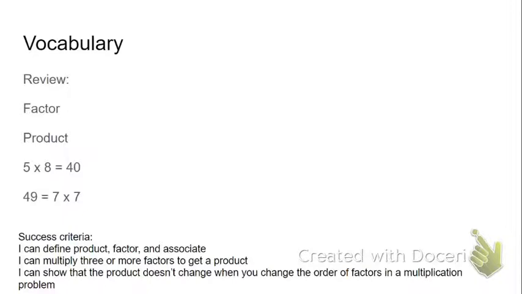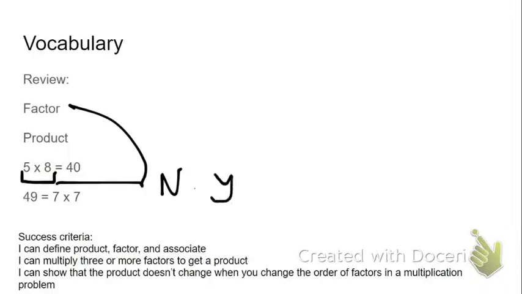Here's a couple of review items: a factor and a product. A factor, well, that would be the numbers that you multiply to get the answer to a problem. So the numbers you multiply. And then the product, well, that's just the answer to a multiplication problem.